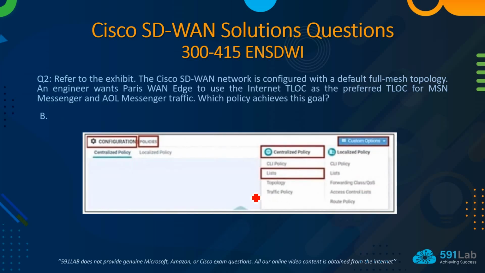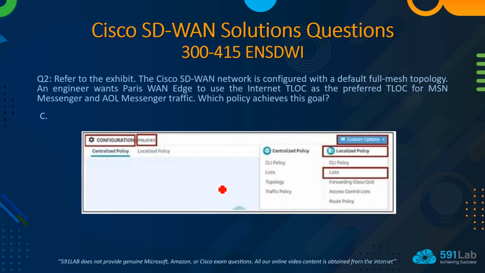Okay, let's move to B. B here, it's a centralized policy, which is correct, but we have a list. List is referred to the list of interest. So if we are using a specific site, specific app, specific prefixes, we should use lists. But I don't think it will fulfill our requirements here. Okay, so let's move to C. C also is a localized policy and it's list, so it's not correct also.